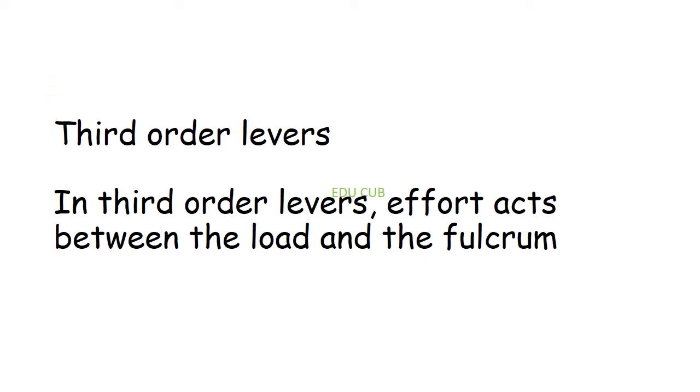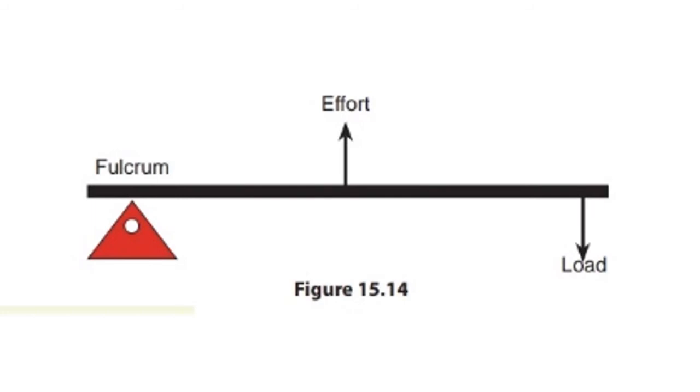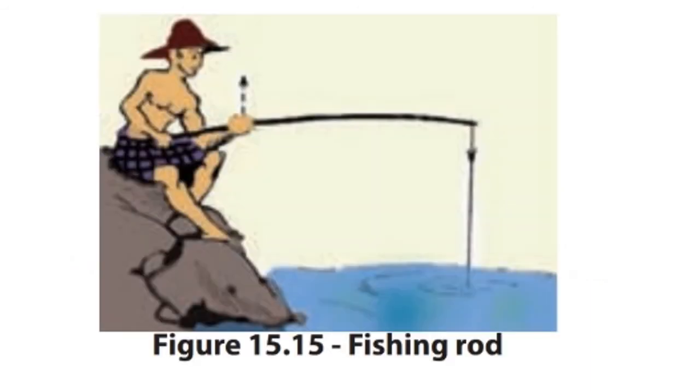Third order levers. In third order levers, effort acts between the load and the fulcrum. Load arm is always longer than the effort arm in third order levers. Therefore, an effort greater than the load has to be applied to balance the load. The mechanical advantage is always less than 1. But these levers are advantageous because the load moves more for a small motion of the effort. We can see this mechanism in a fishing rod.